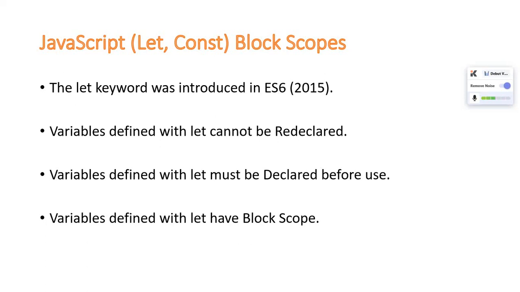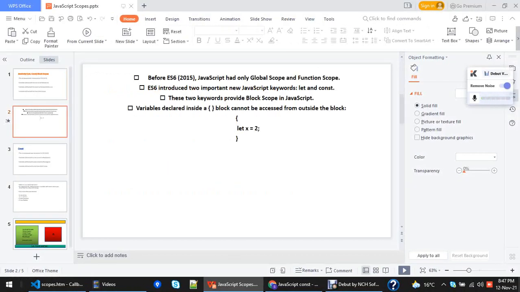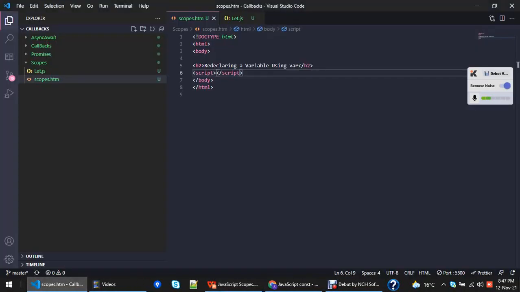Variables defined with let have block scope. What does that mean? I will explain very clearly, so stay tuned. Before ES6 2015, JavaScript had only global scope and function scope. ES6 introduced two important new JavaScript keywords, let and const. These two keywords provide block scope in JavaScript. Variables declared inside a block scope cannot be accessed outside the block. What does it mean? Wait, I want to show an example, guys, and then you can understand very easily.